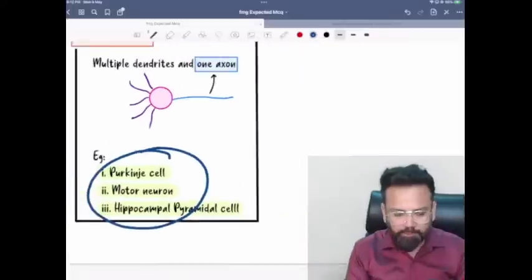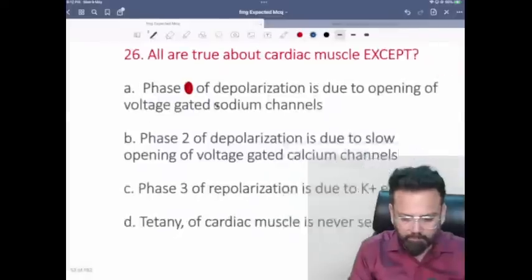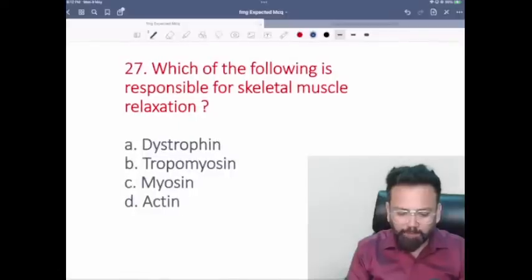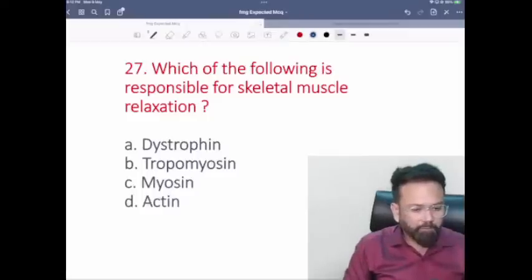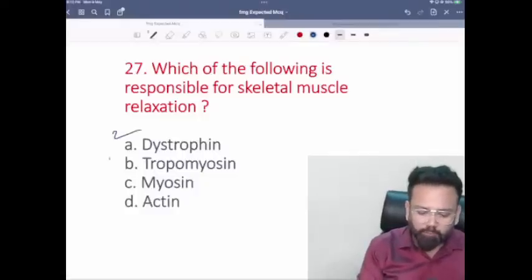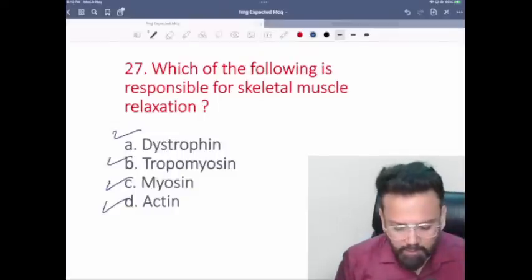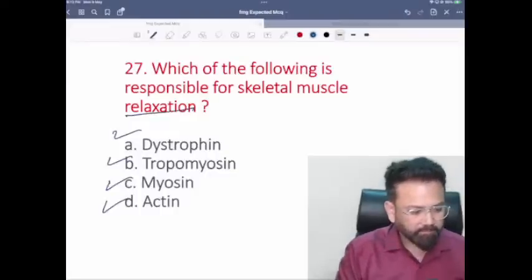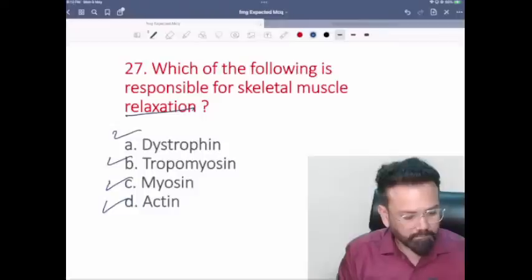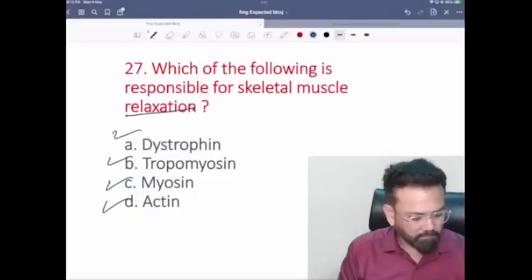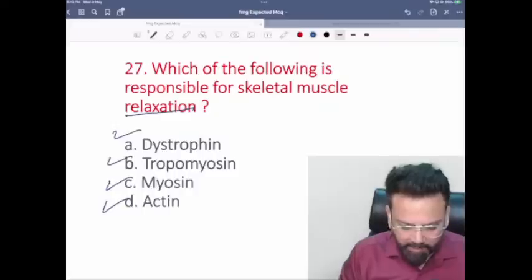Okay, so next question. This has been done already. Which of the following is responsible for skeletal muscle relaxation? Dystrophin, tropomyosin, myosin or actin? C is myosin.